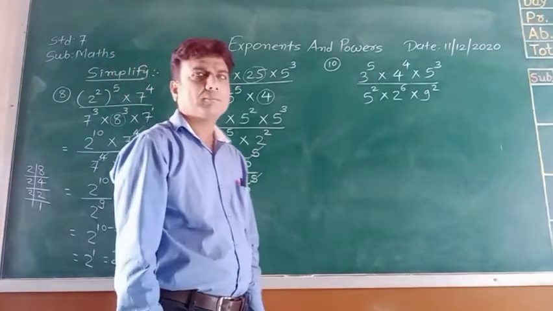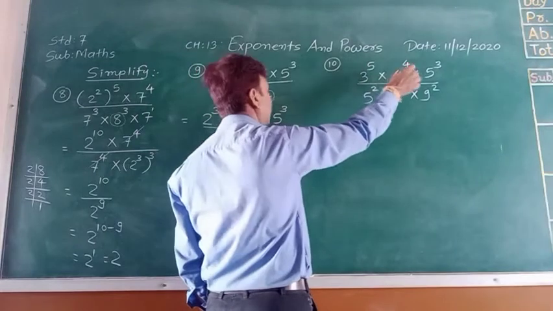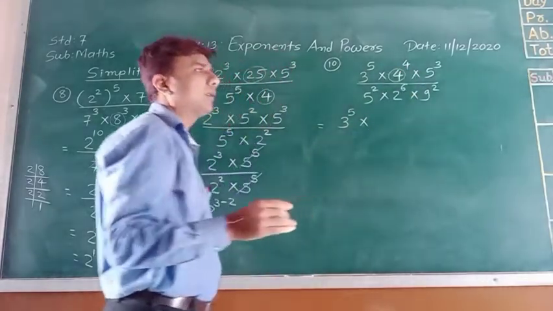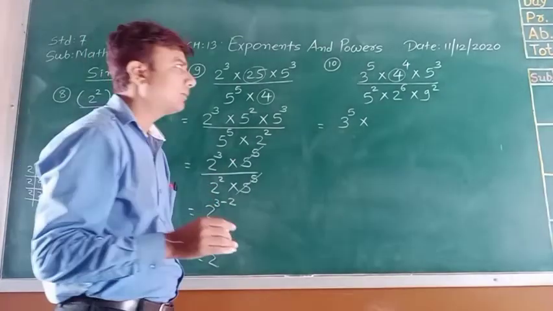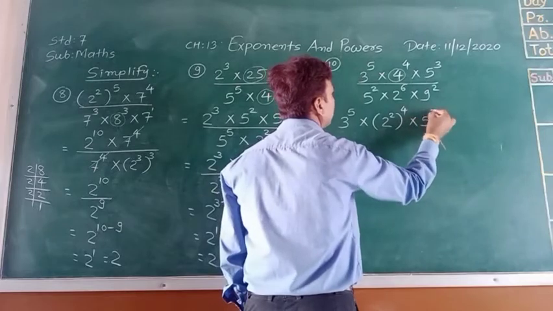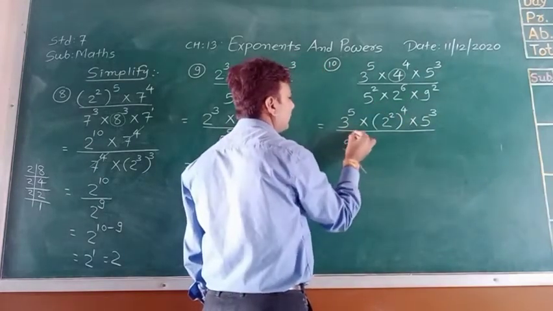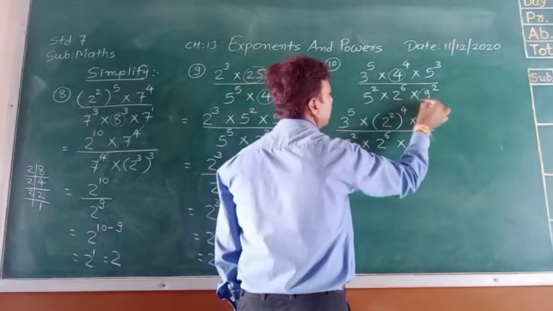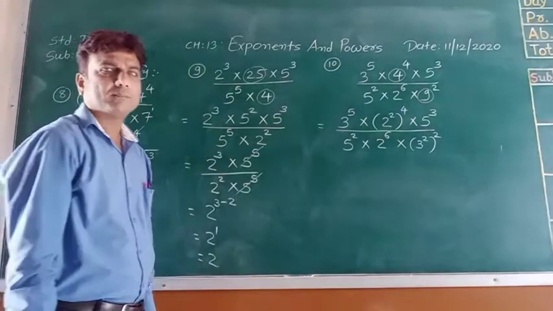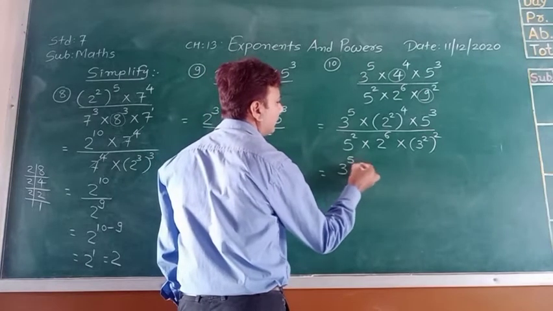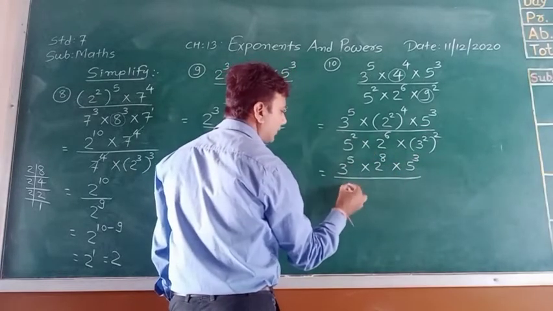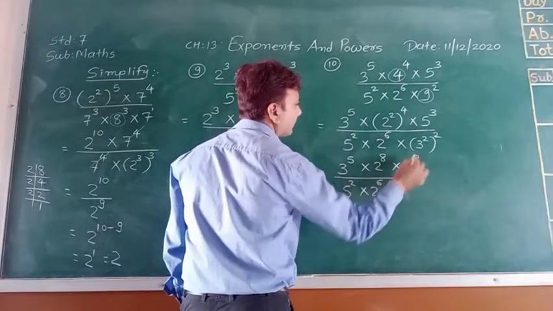Now 10 numbers on 3 raised to 5 multiply 4 raised to 4 multiply 5 2. So 3 raised to 5, 4. In place of 4, we have to convert this 4 into standard or basic factor. 4 means 2 square, and this 4. Lowest factor, this 5 2. This 5 square, 2 raised to 6, 9. In place of 9, I can write 3 square and this square. 3 square and square. Now here 3 raised to 5 multiplied by 2, 4 to the 8, 5 to upon is 5 square, 2 raised to 6, 2 to the 4.